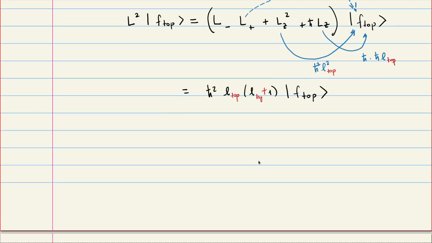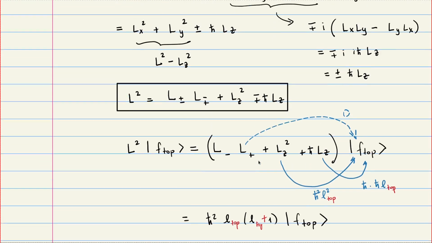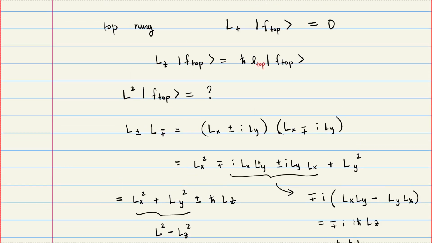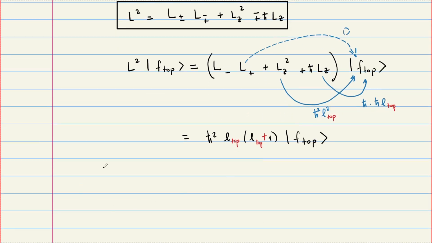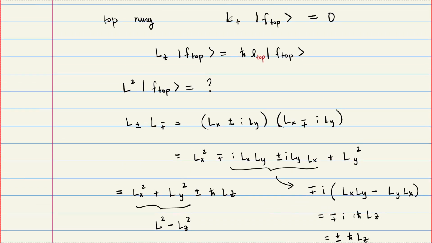Now I want to repeat the same calculation for the bottom rung. So let's just remember what we did and repeat all of this for the bottom rung. This is F bottom. Exactly like we said, if you operate on it, it's already the bottom, right? If you operate with L minus, you cannot lower it anymore. L minus on F bottom should give you 0. Exactly like here, L plus on F top is 0, L minus on F bottom is 0.